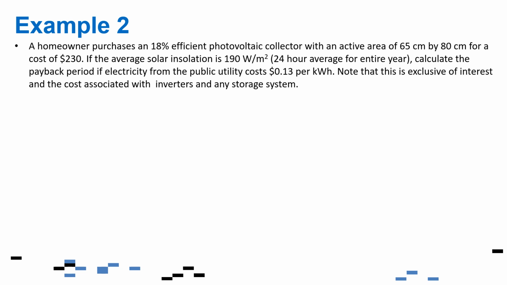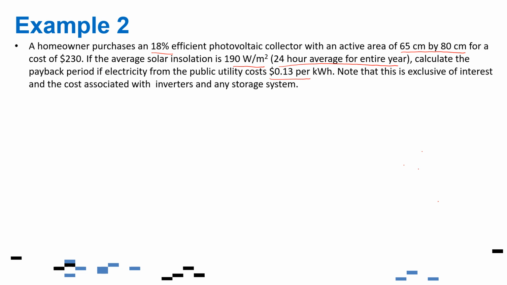So for our second example, we have a homeowner who purchases an 18% efficient photovoltaic collector with an active area of 65 centimeters by 80 centimeters for a cost of $230. If the average solar insolation is 190 watts per square meter, this is a 24-hour average for the entire year. Calculate the payback period if electricity from the public utility costs 0.13 dollars per kilowatt hour.